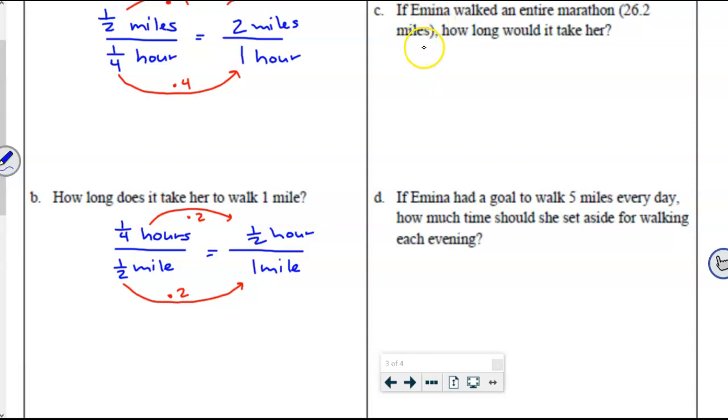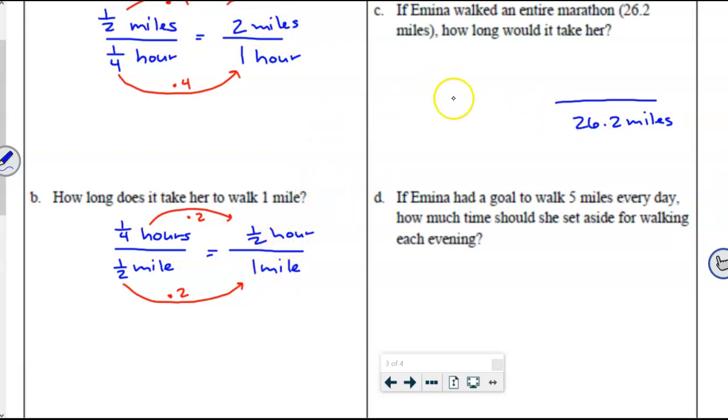Part C and D. If Emina walked an entire marathon, that's 26.2 miles, how long would it take her to walk the entire marathon? So I'm going to start at the end of the problem. The end of the problem is 26.2 miles. Notice where I'm putting it down there in the bottom. Which unit rate am I going to be using? I'd have to use this one because it's the 1 mile that I'm changing to 26.2. I don't want to change 2 miles into that. I want to change this one.